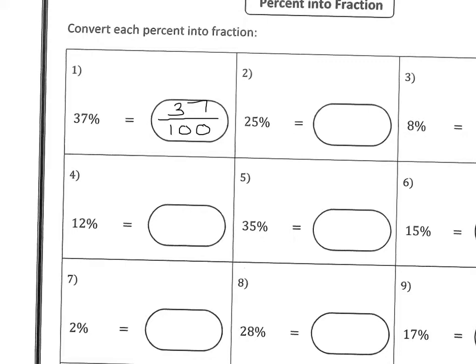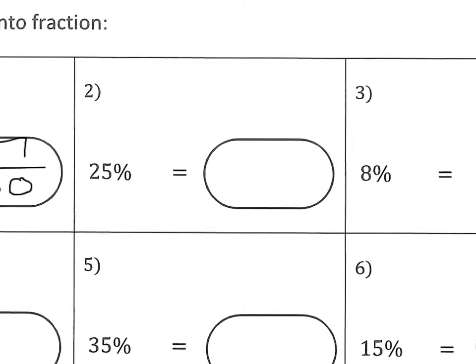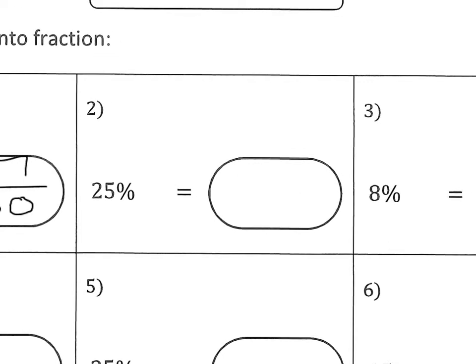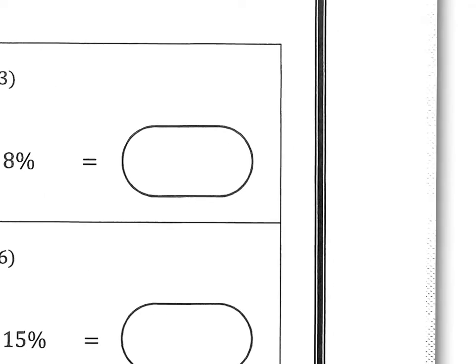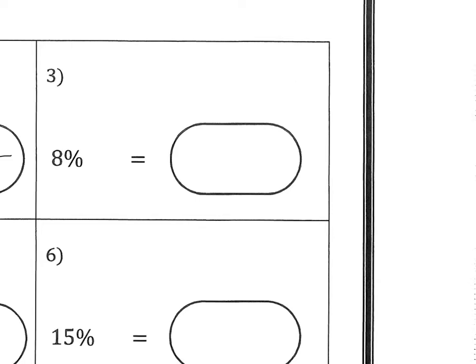Looking at number 2 here, it says I got 25% and it wants to know what that number is as a fraction. My bottom number is always going to be 100. I'm going to take the 25 and convert it to a whole number, which will be 25. So 25 over 100. We're going to look at number 3 here together. 8%. Again, my denominator is always going to be 100, and my top, I'm going to convert from an 8% to a whole number, so 8/100ths.